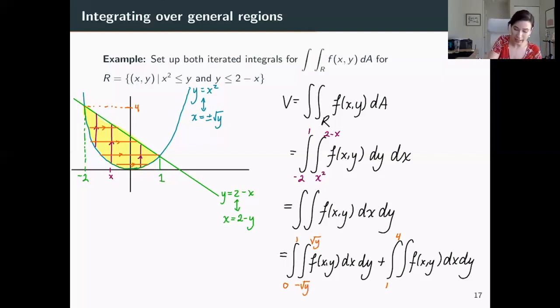Meanwhile, when I look at 1 all the way up to 4, again, I'm going from the blue part on the negative side to the green part over here. And so that means that I'm going to be having my x values vary from, I'm changing my color to match here, negative root y to my green curve, which is going to be 2 minus y.